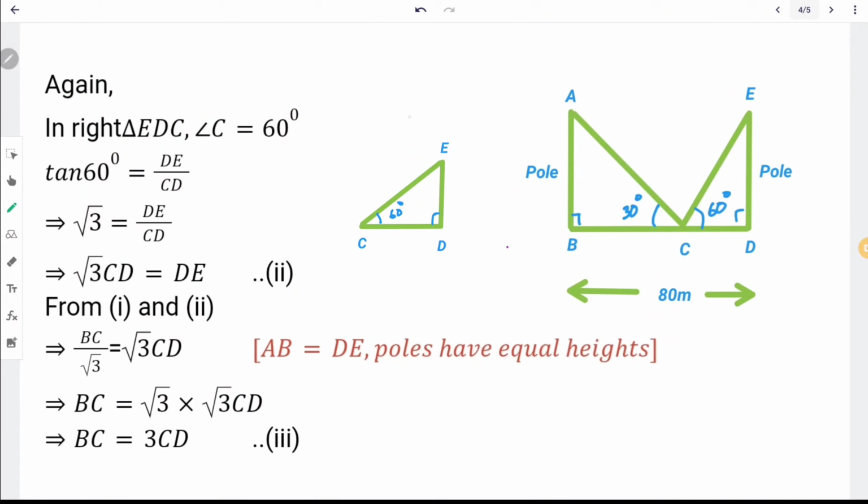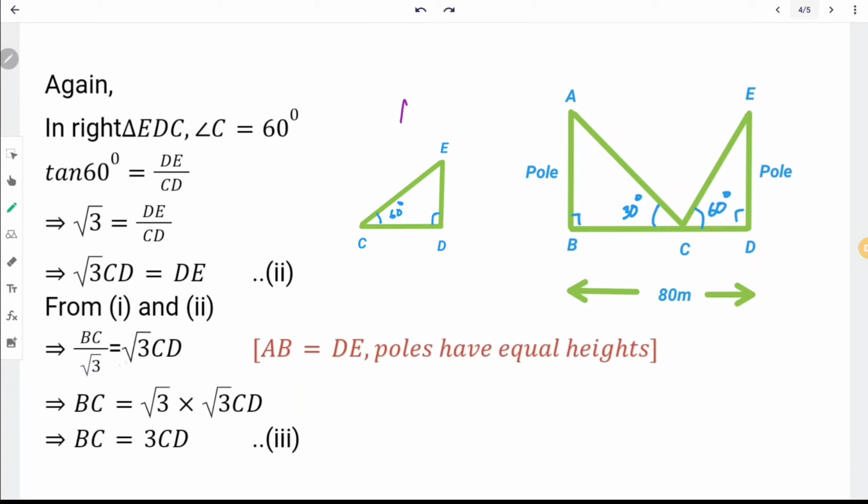The next right triangle, right? In right triangle EDC, once again, angle is 60 degrees. We'll use tan again, so tan of 60 degrees. What are the two sides? Perpendicular by base. So once again, this CD we will do cross multiplication, it will go up, so we're going to have root 3 CD equals DE.